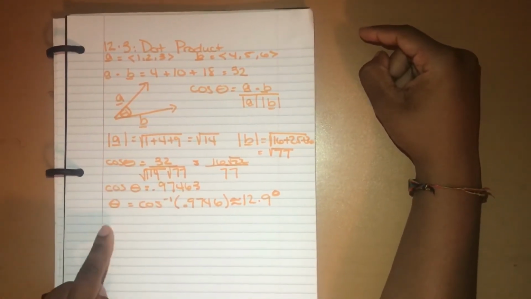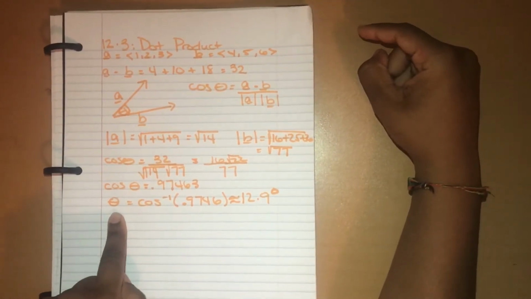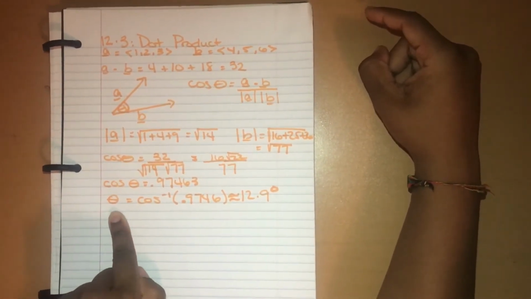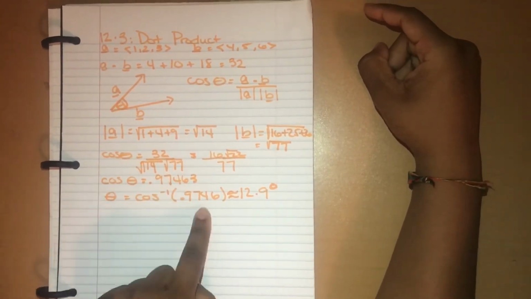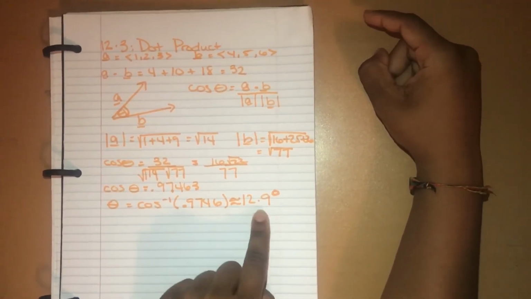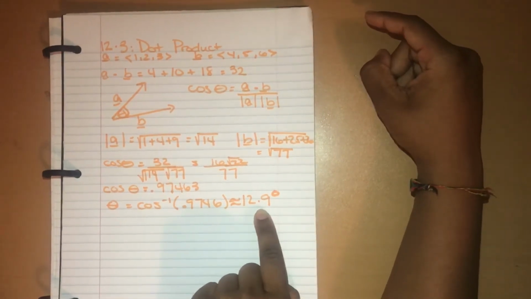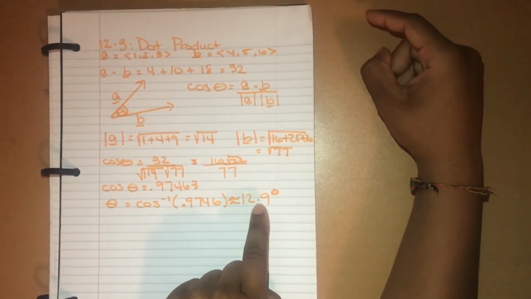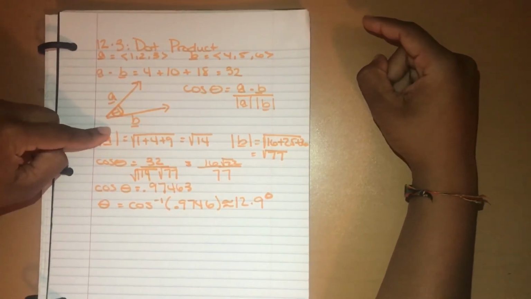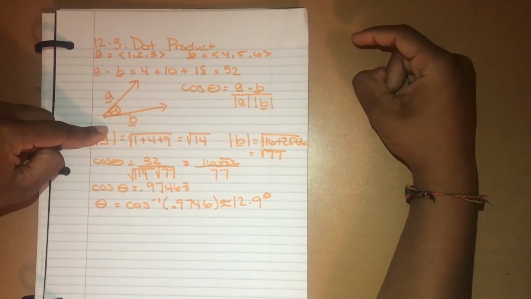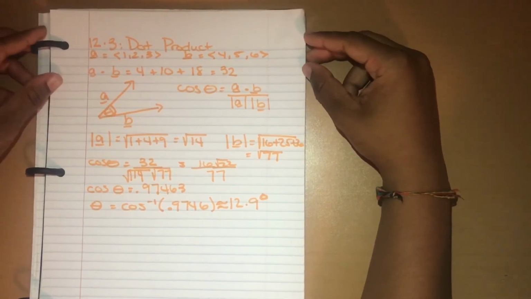Now, for the final step of finding the angle, we'll take the inverse cosine of the decimal that we found earlier, and we get 12.9 degrees. That is approximately the angle between vector A and vector B, which was found using the dot product. Without the dot product, this could not be found.